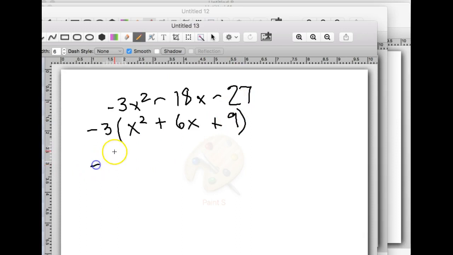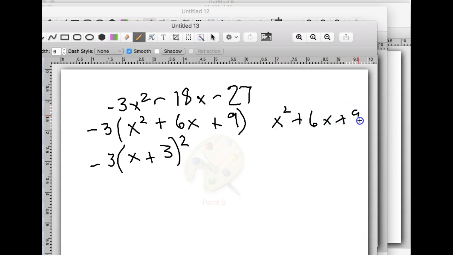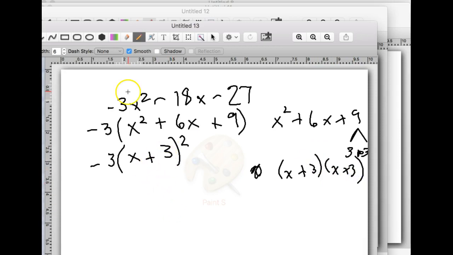Then what does that look like? Well, x squared plus 6x plus 9. You can do the factors. What are the factors of 9 that need to add up to be 6? It is 3 and 3, right? They multiply to be 9, and they add to be 6. So that is the same thing as x plus 3 times x plus 3, which is x plus 3 squared.